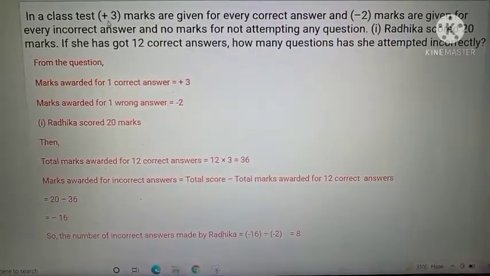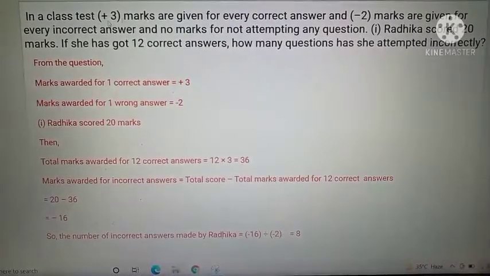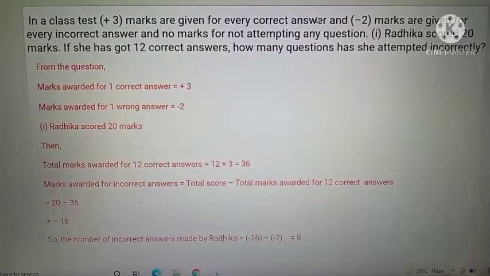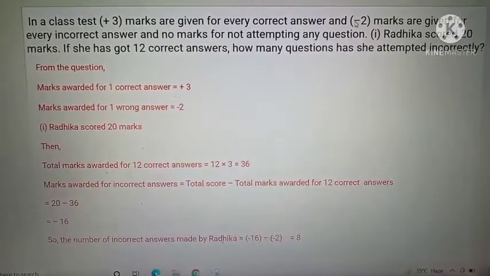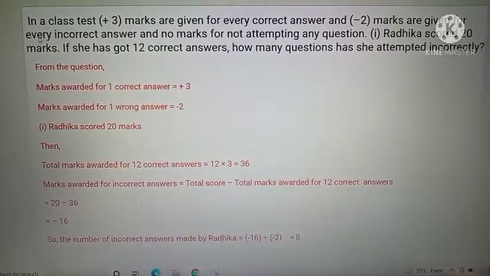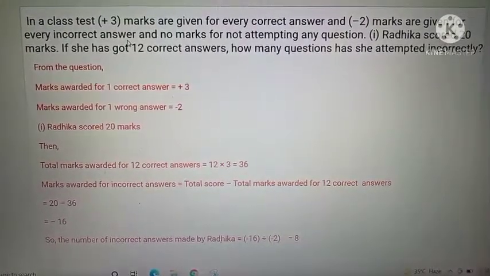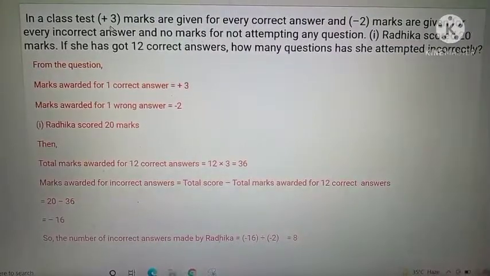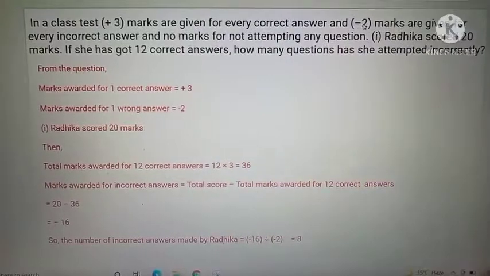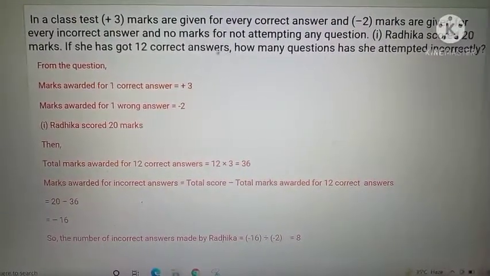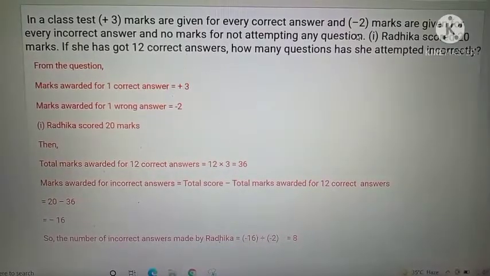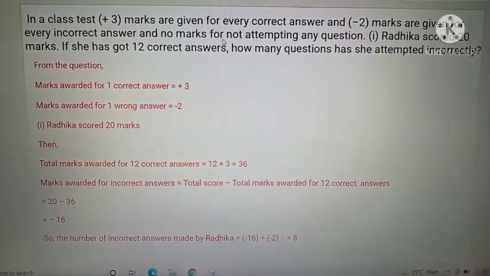In a class test, plus 3 marks, not minus, plus 3 marks are given for every correct answer and minus 2 marks are given for every incorrect answer, wrong answer. So for a class test, the teacher is giving plus 3 marks for every correct answer and minus 2 for a wrong answer and no marks for not attempting any question. If the question is not attempted, no marks, 0 marks.